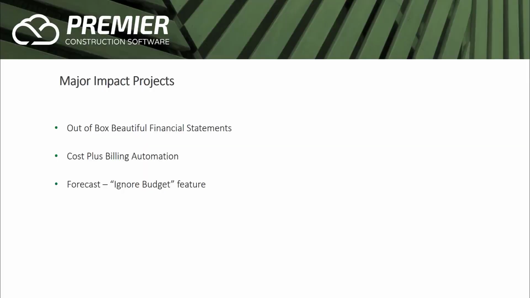We're excited to introduce you to three major impact projects. Number one, out-of-box beautiful financial statements. Number two, a brand new module for cost plus billing automation. And number three, a new feature called Ignore Budget found in the job forecast. Let's also tackle some of the smaller items that were added that will add a ton of value to your business.